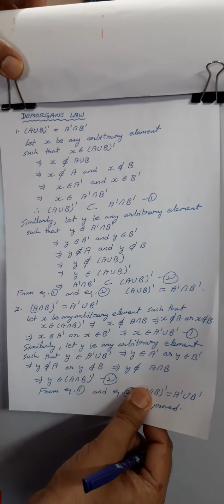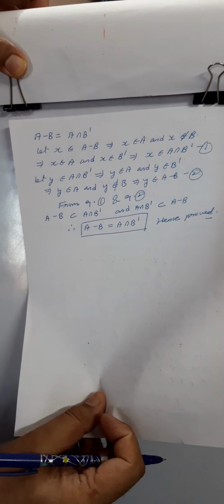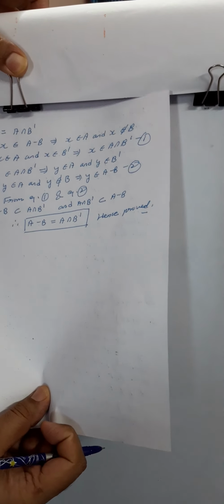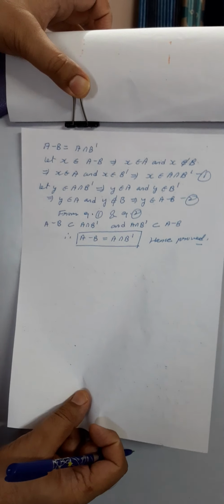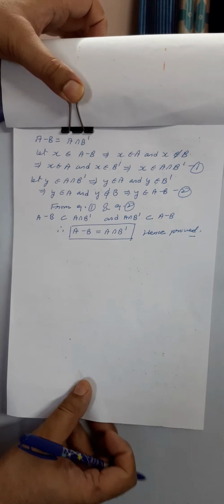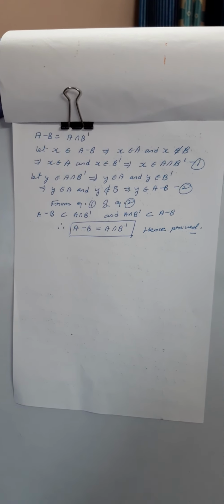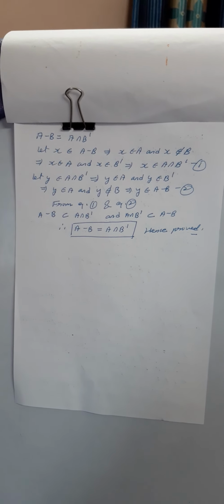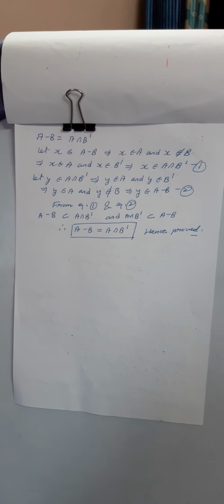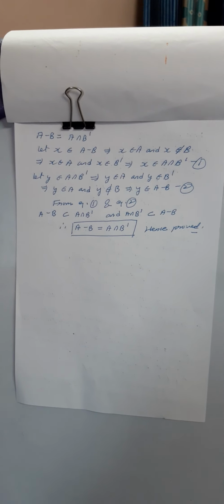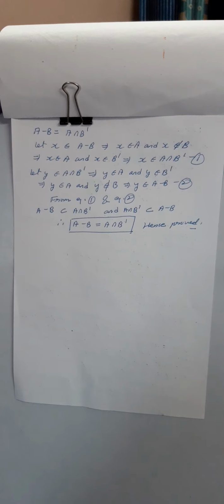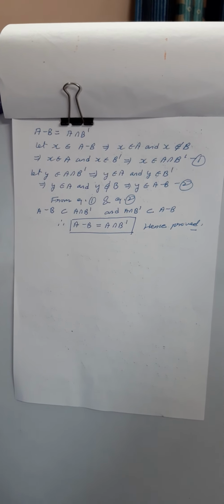Now coming to the third law, this is a property. Now what is this property? In this property, A minus B can be written as A intersection B dash. A minus B can be written as A intersection B dash. Basically, you will be using this directly in the questions.